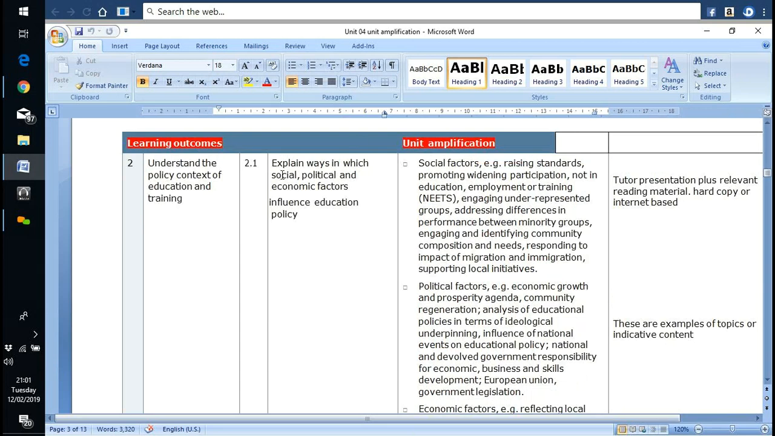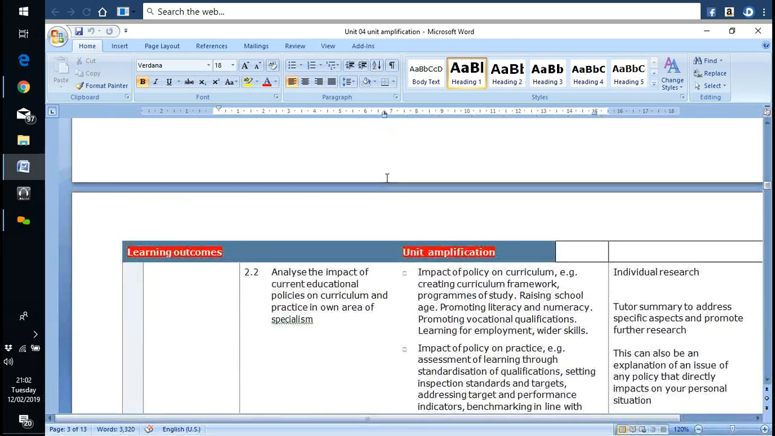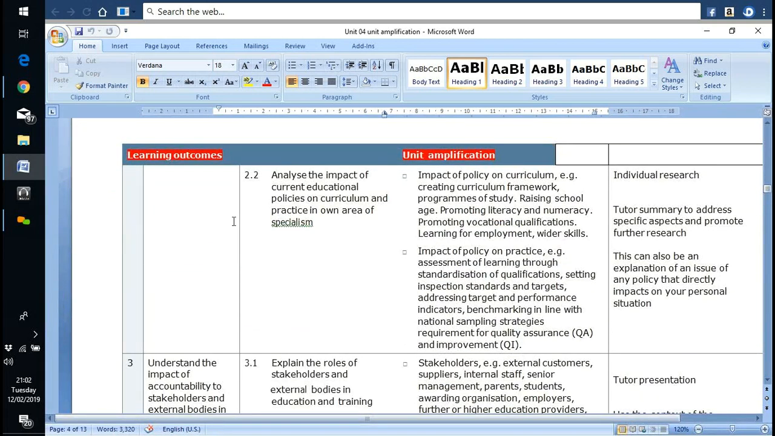It's fairly straightforward, in that it's just an explanation of what they're looking for here. But then 2.2 calls for an analysis of some of the stuff you've pulled together. So that's it.